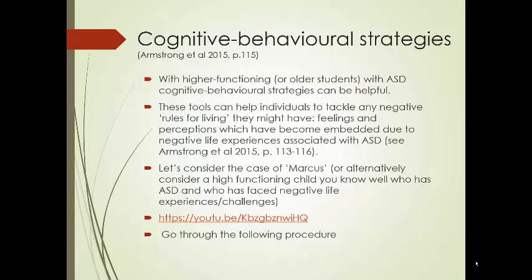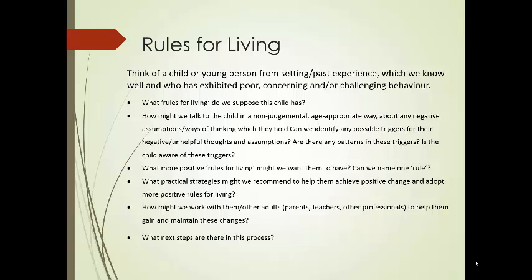So it could be children who are affected by autism who benefit from these, especially high functioning, as described, children with high function, HFA, or it could be children affected by a range of other disabilities. So these are good strategies to use with a wide range of children who have challenges around their behaviour. So let's consider markers here. Or alternatively, you can think about a child who has autism of the high functioning variety and who has faced negative life experiences. So we can go through the following procedure, this is an example of a cognitive behavioural strategy.